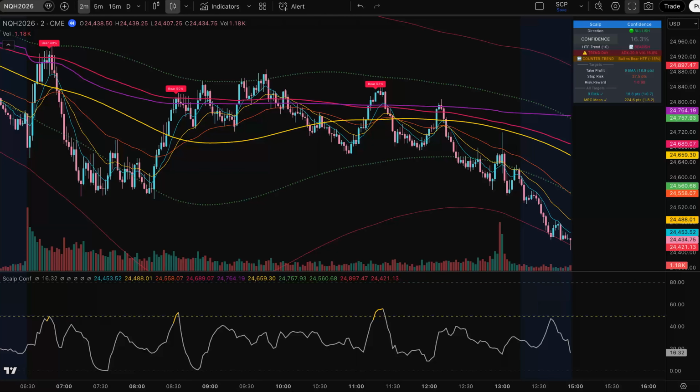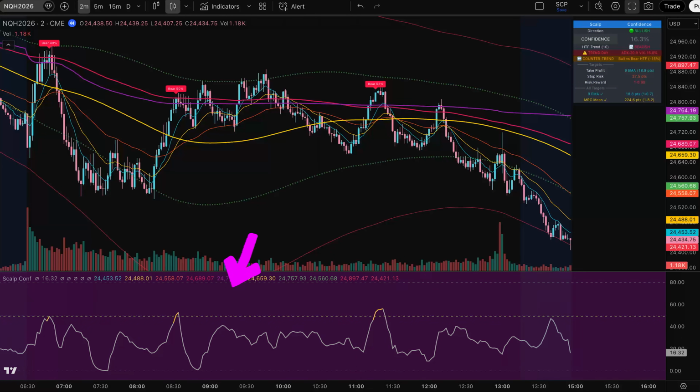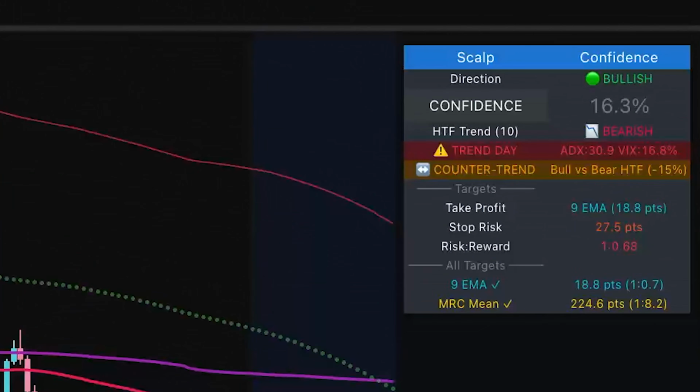So by default, this indicator comes with 3 parts: the dashboard, the oscillator, and the on-chart displays. Starting with the dashboard, at the very top is direction, showing you the intended scalping direction of the upcoming trade, and right below it is confidence score. So right now in this particular example, the scalping direction would be looking for a bullish trade, and the confidence score is 16.3, which is pretty low.